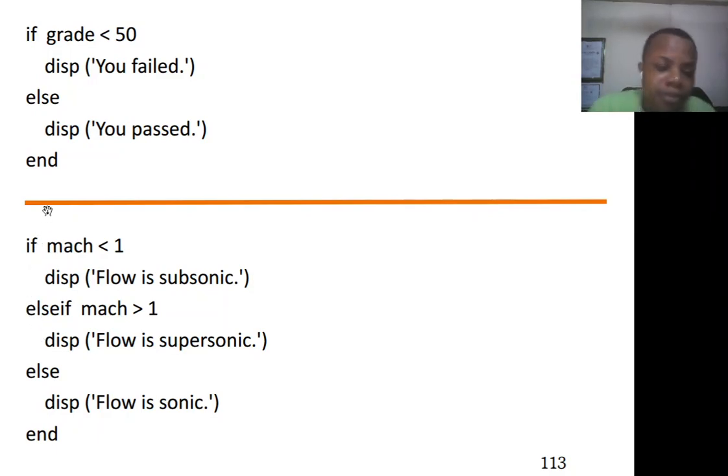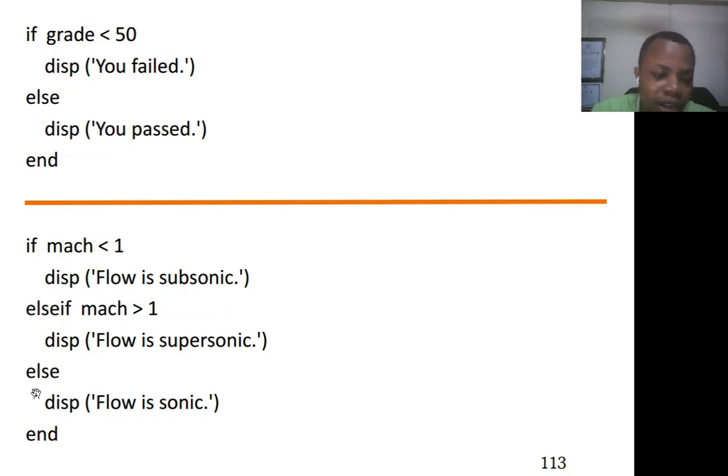Now let's talk about the speed of moving objects in the second example. If the speed of the object traveling is less than Mach 1, then it means that this object is moving at a subsonic rate. If the Mach is greater than 1, then the flow is supersonic.